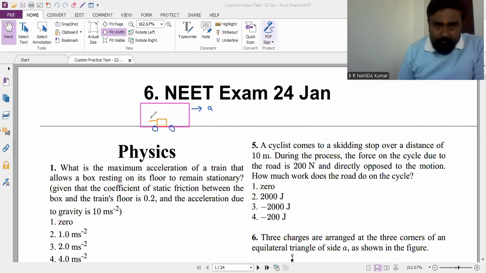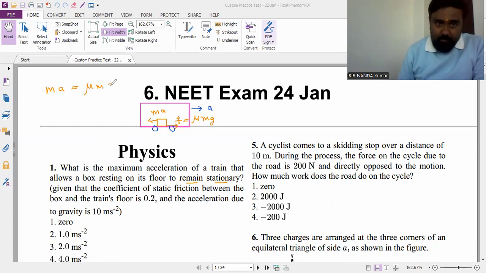So that is M into A. So opposite to it, friction acts. So we want the acceleration of the train. Actually here they have given it very clearly: the block remains stationary. Block remains stationary means MA and F should be equal. So M into A is equal to F. F is nothing but mu N. So N is the normal reaction, that is M into G.